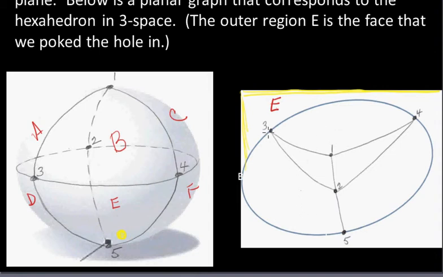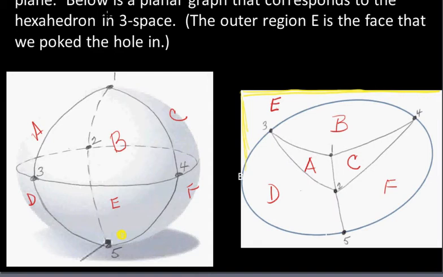Now let's label the faces. The face from 1 to 3 to 4 is B. And 1, 2, 4 was C. And 3, 1, 2 was A, and 3, 2, 5 was D, and 2, 5, 4 was F, and again E, because that's where we punctured the hole and stretched from. E is the outside.